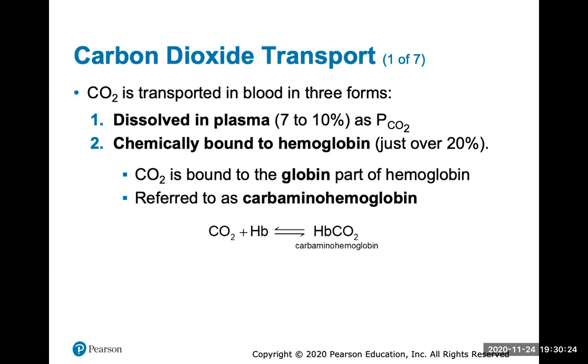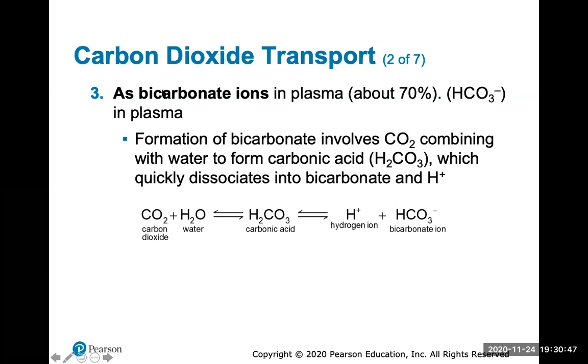Carbon dioxide transport. I do want you to understand carbon dioxide transport. It's transported in the blood in three forms: dissolved in plasma as PCO2, and chemically bound to hemoglobin. Carbon dioxide is bound to the globin part of hemoglobin, and we refer to that as carbaminohemoglobin.